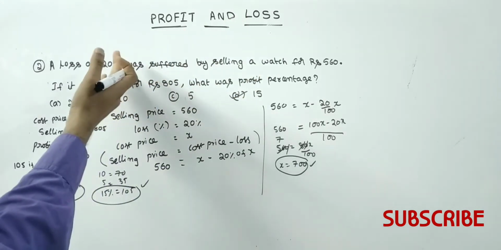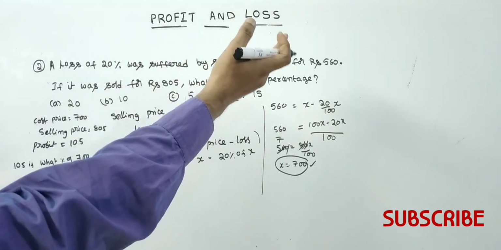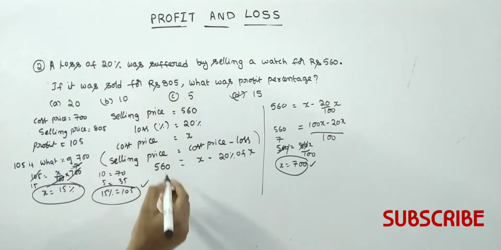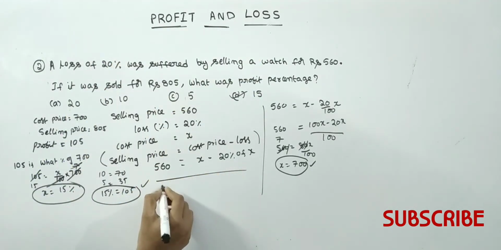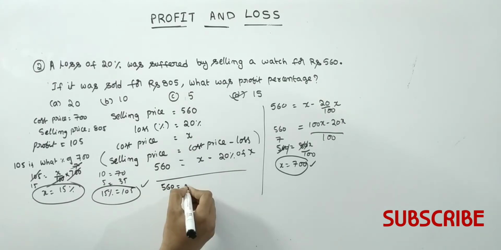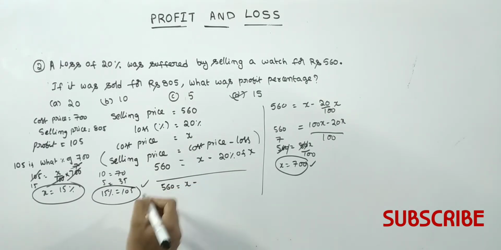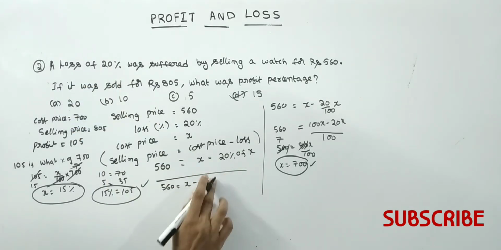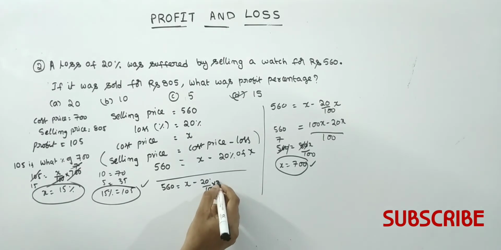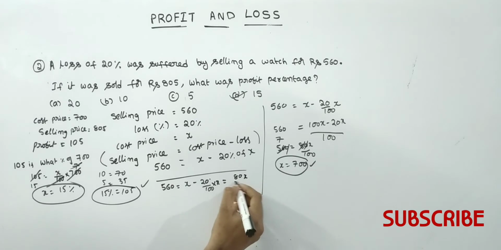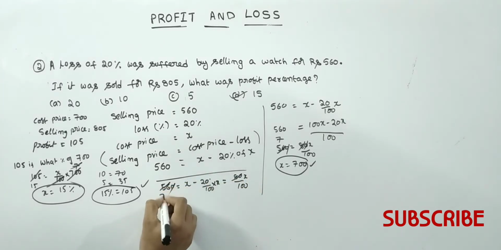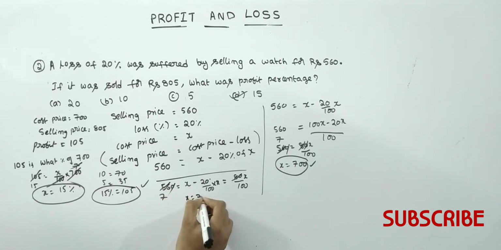Selling price is 560. Sorry, 560, 20%. He got the loss of 20%. Straight away we will go to this step. 560 equal to, that means selling price. Cost price, we assume it X, minus 20% of X. That means 20 by 100 into X. So 100X minus 20X is equal to 80X by 100. So 80, 0, 0 cancel, then 8 7s. So X equal to 700.